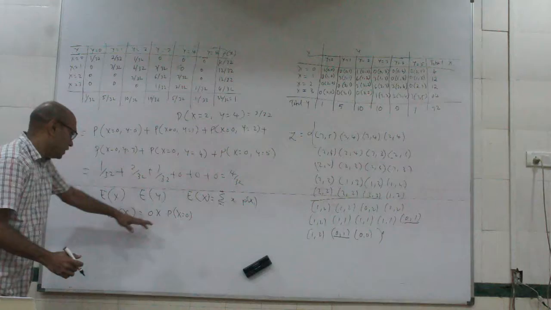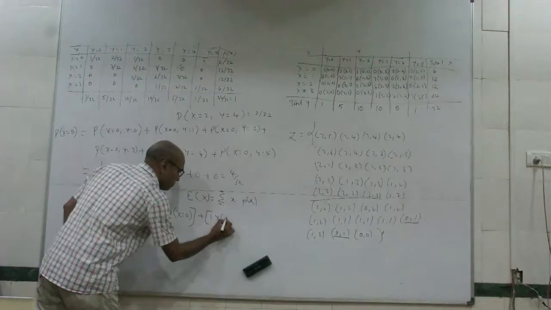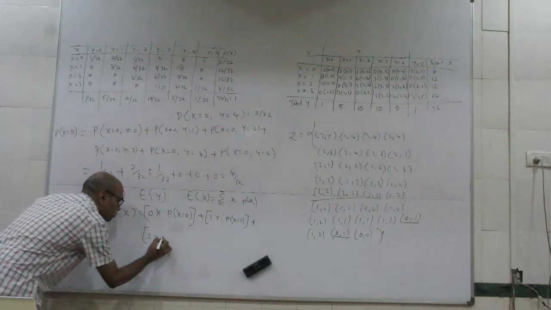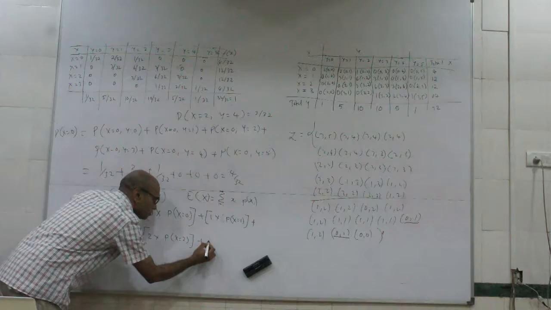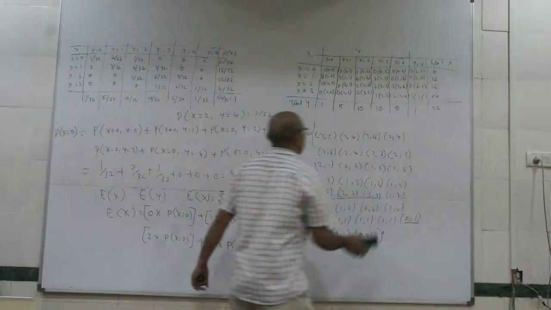So x takes a value 0 multiplied by its own probability, plus x takes a value 1 multiplied by the probability that x takes a value 1, plus 2 into probability that x is equal to 2, plus 3 into probability that x is equal to 3. And that's it, because x takes values from 0 to 3.